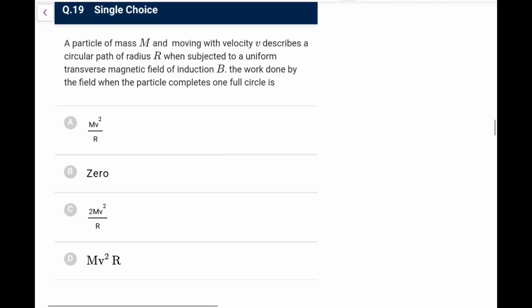Typically CGS units are clearly mentioned, won't be used in your syllabus. I don't know why they are using it.